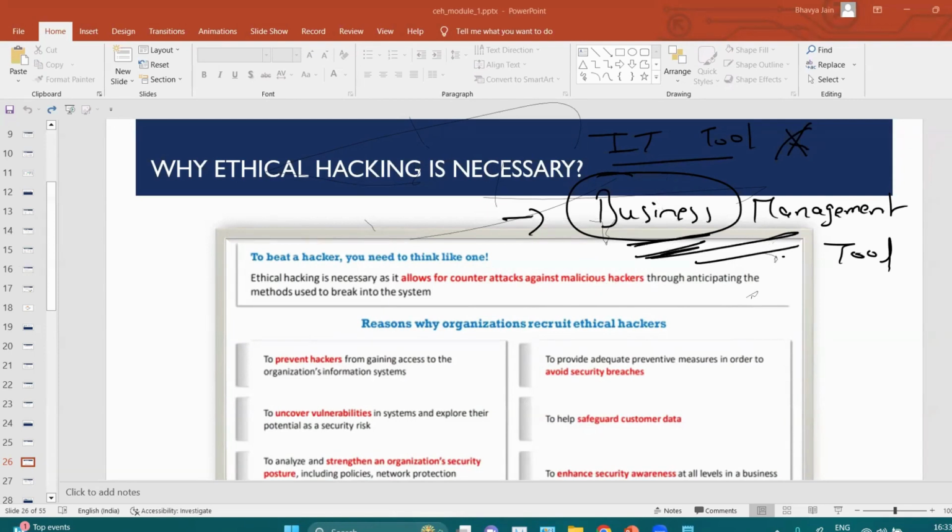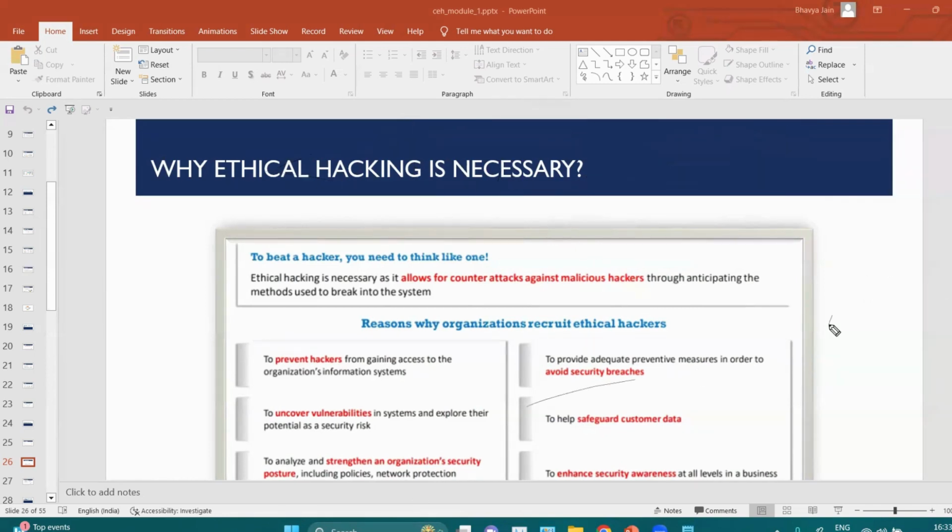So the answer is, at the top of everything, we have cybersecurity so that we can continue the business. Why is ethical hacking necessary? Because so that we can continue the business. With that we have some other reasons: to prevent hackers from gaining access, to uncover vulnerabilities, to strengthen the organization's security posture, etc.